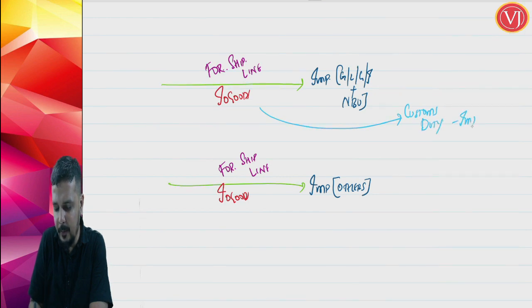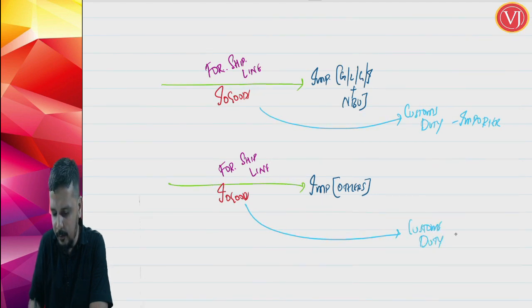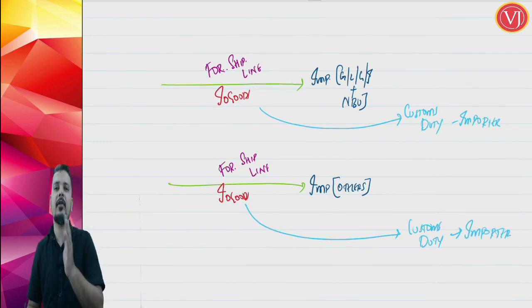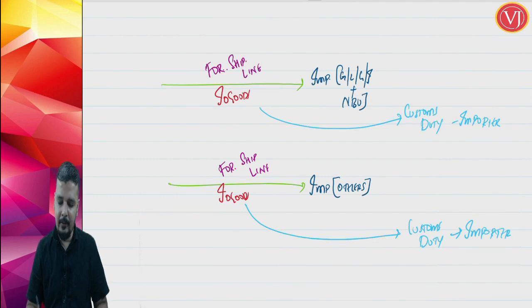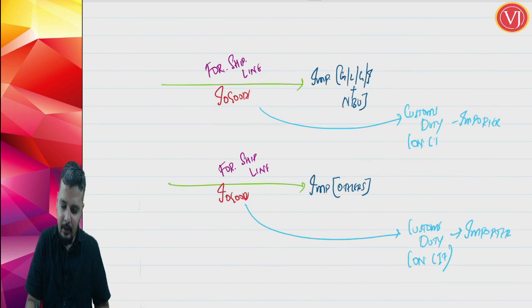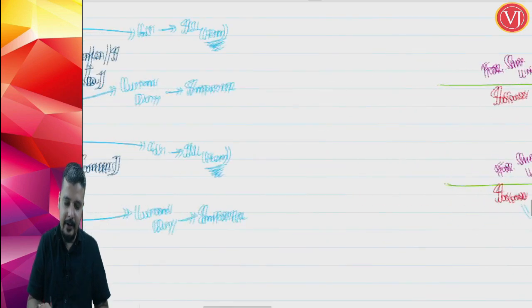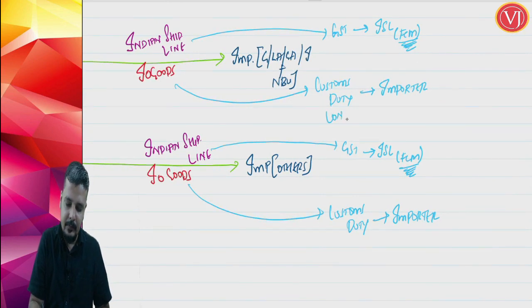The importer has to pay customs duty, so there is no difference whatsoever when you're talking about import of goods. When the importer is paying customs duty, he'll pay on cost, insurance and freight. Freight is already there. So on freight, customs duty is already paid in all the cases. He'll pay customs duty on cost, insurance plus freight.